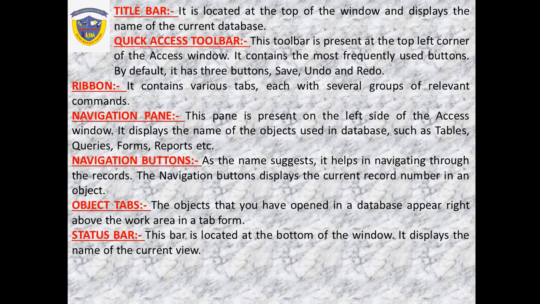First is the title bar. It is located at the top of the window and displays the name of the current database. We can see the name of any current database from the title bar. Next is the quick access toolbar. The quick access toolbar always shows the most frequently used buttons. Next is the ribbon. It contains various tabs, each with several groups of relevant commands. Some tabs appear when you work with certain objects like forms; such tabs are called contextual tabs.